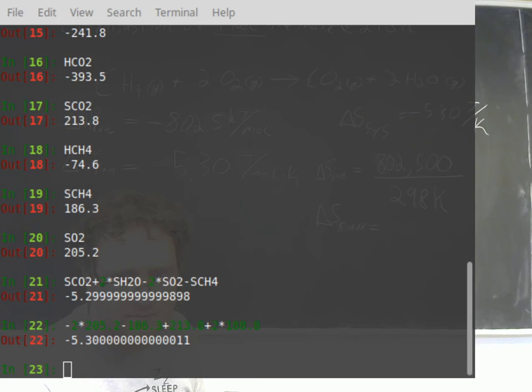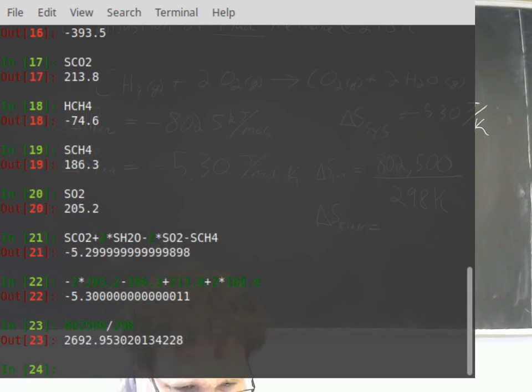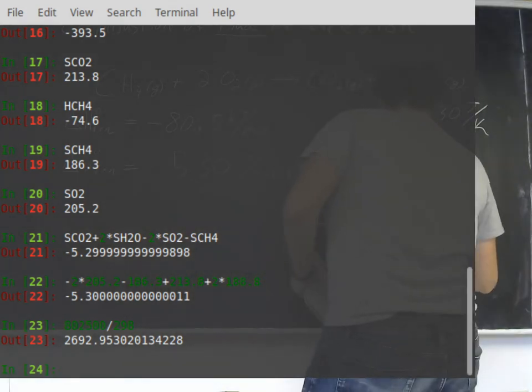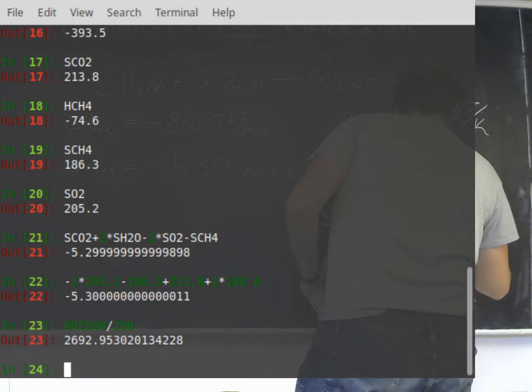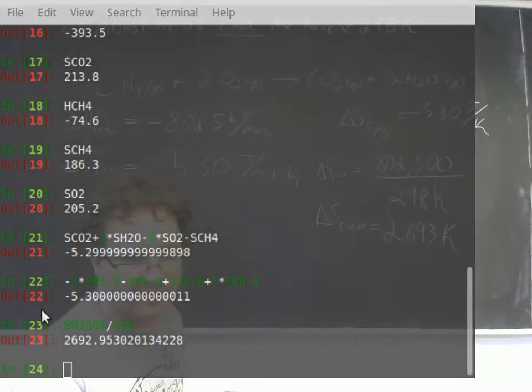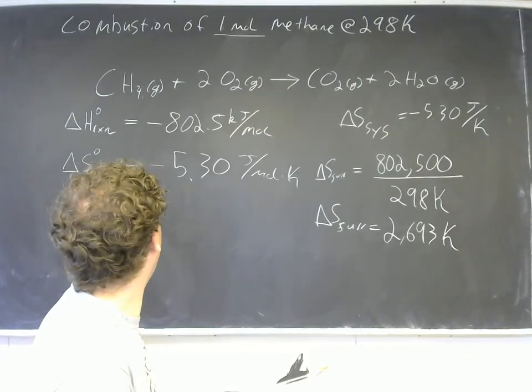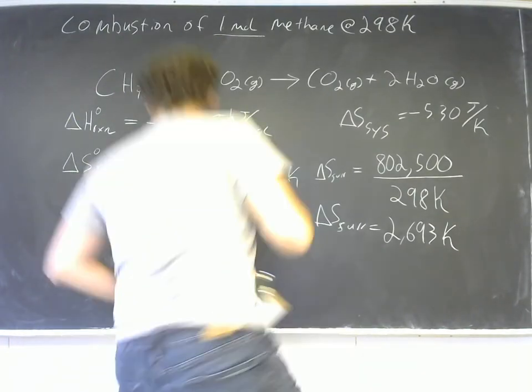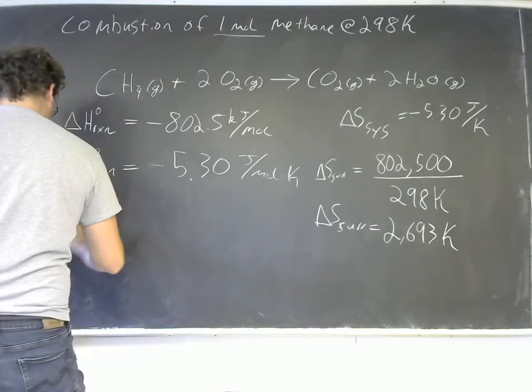So delta S of the surroundings, let's just quickly calculate that. 802,500 divided by 298. That's going to be a positive 2,693 joules per Kelvin, the value for the delta S of the surroundings. And so delta S of the universe is just the sum of those two.